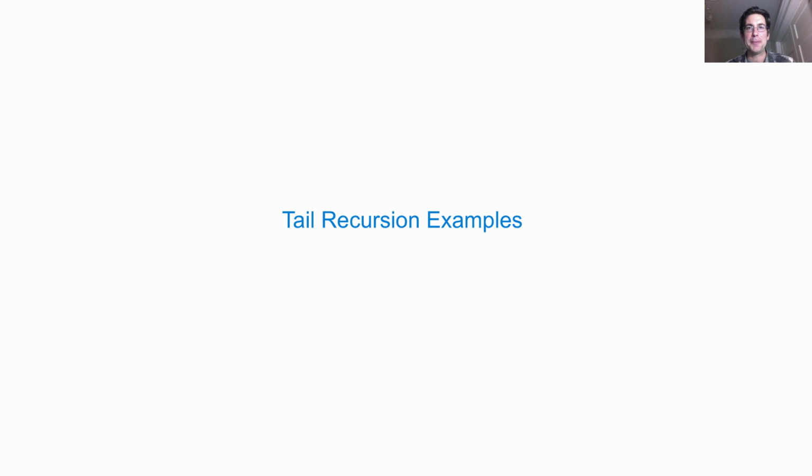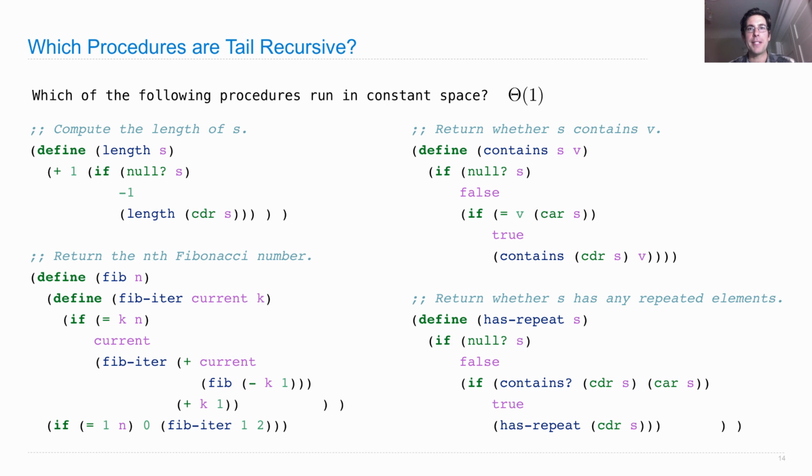Let's look at some examples of tail recursion. So here's your task. Figure out which of the 4 procedures defined below are tail recursive.